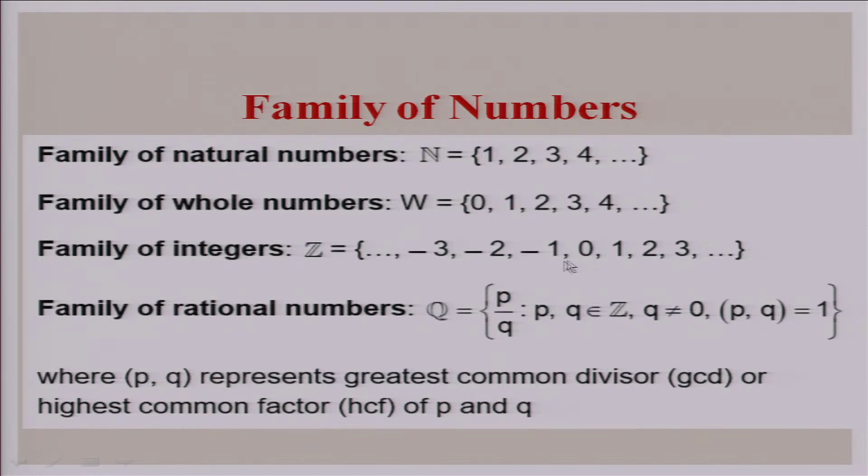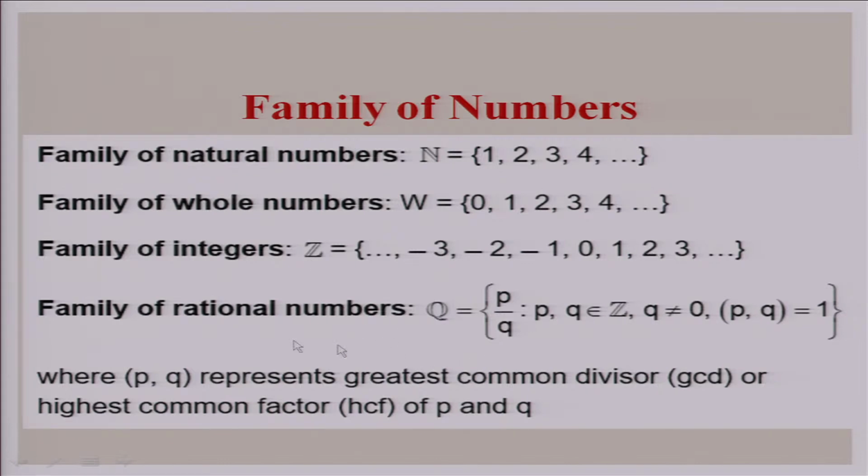And if we also include the set of all negative numbers, -1, -2, -3 and so on, together with the whole numbers, then this set is known as the set of integers, and the set of integers is denoted by Z.